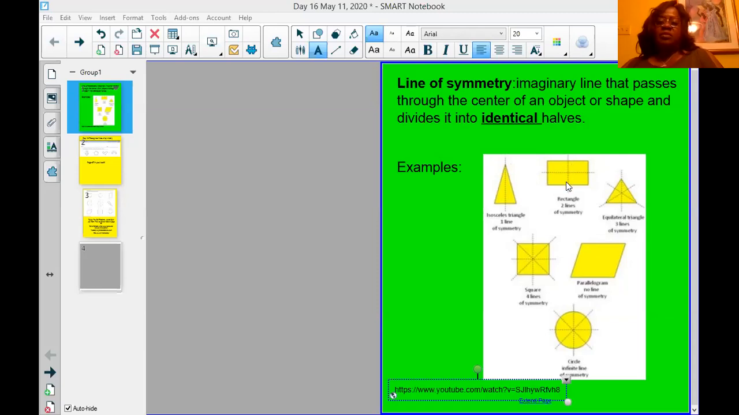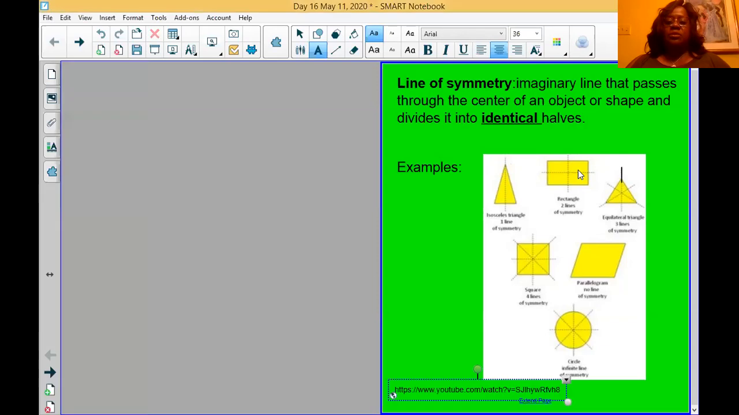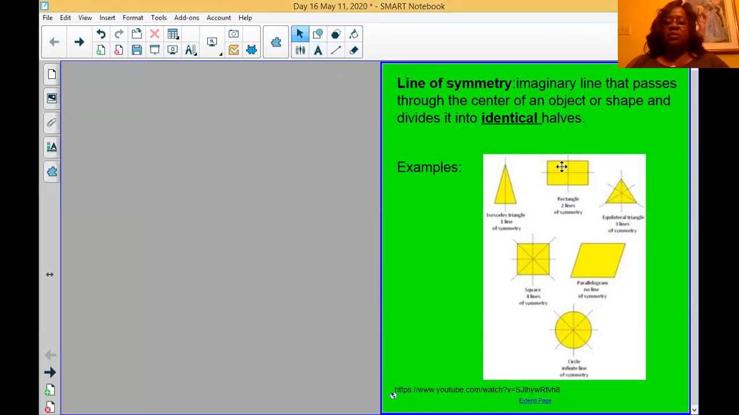Here's another line of symmetry in this rectangle. Notice that this line of symmetry goes here, which makes this whole side identical to this whole side. Okay, so one side here is identical to the other side. And here's my line of symmetry. But this rectangle has more than one line of symmetry, because if I draw a line through here, even if I cut it in half, the top part is identical to the bottom part.